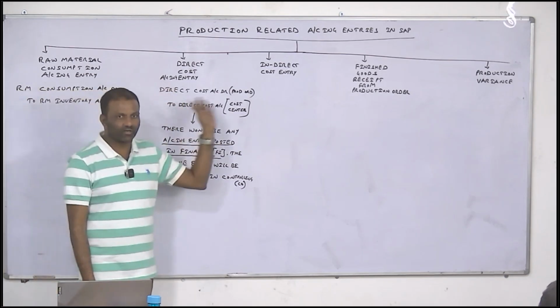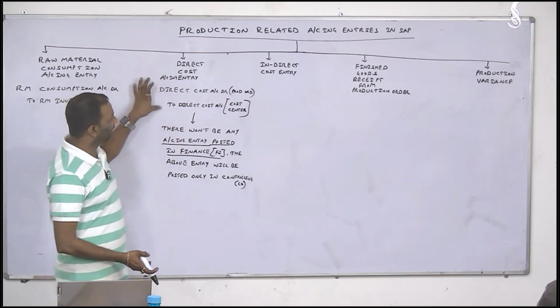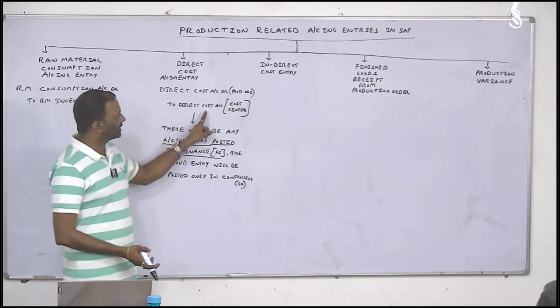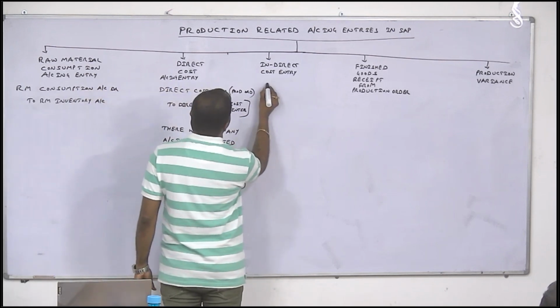Okay, it is a long journey. Just try to understand the entry. What is the accounting entry? Direct cost account debit, production order, direct cost account. Okay, credit cost center.